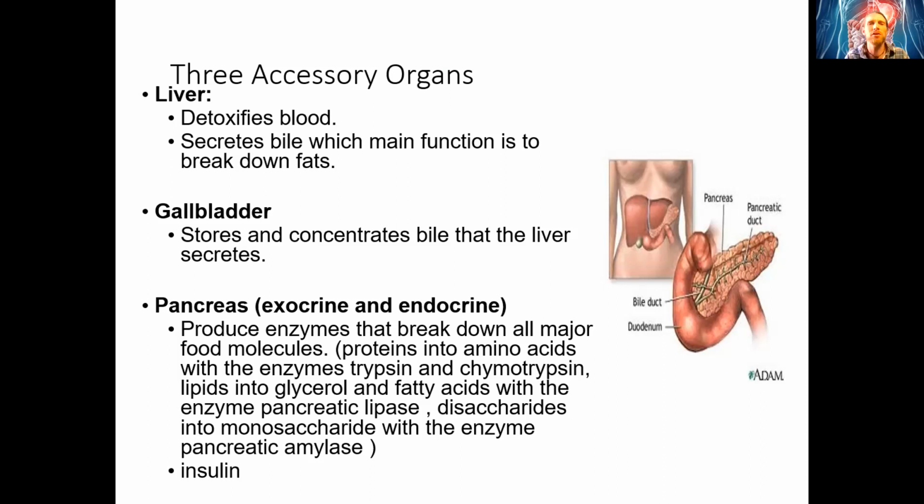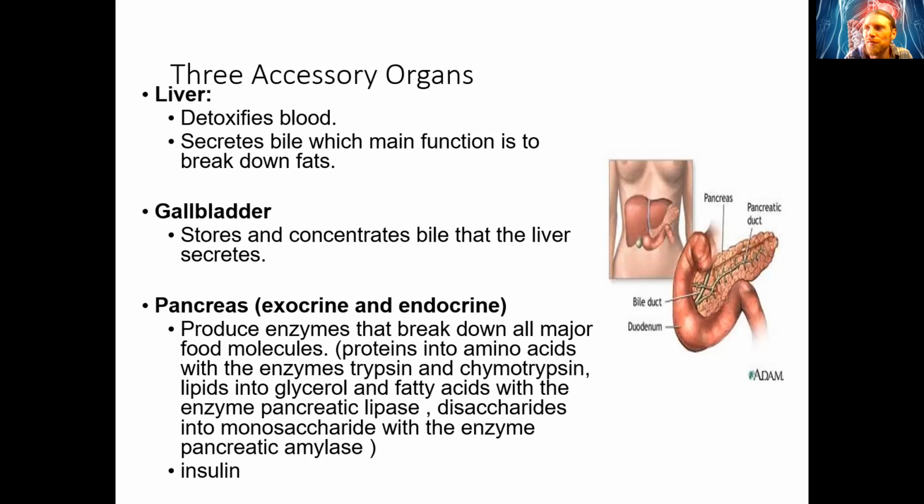Then inside the liver, there is a small organ, a little bit hidden, which we call the gallbladder. This gallbladder is producing bile. Bile is a substance that helps us digest fats. And then the other organ we have is the pancreas, which has both exocrine and endocrine function.